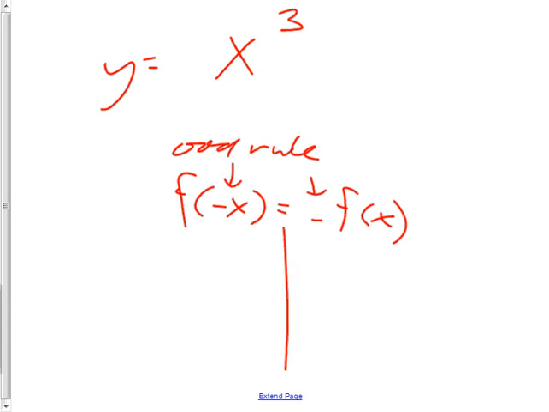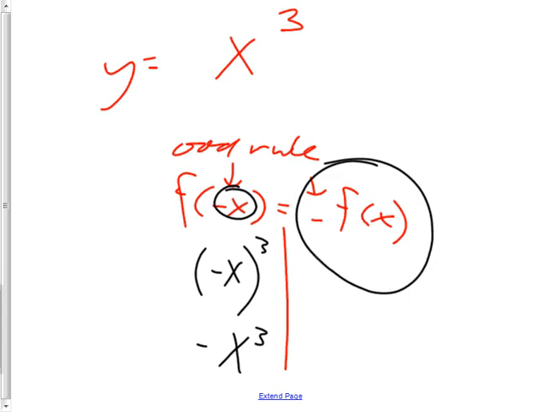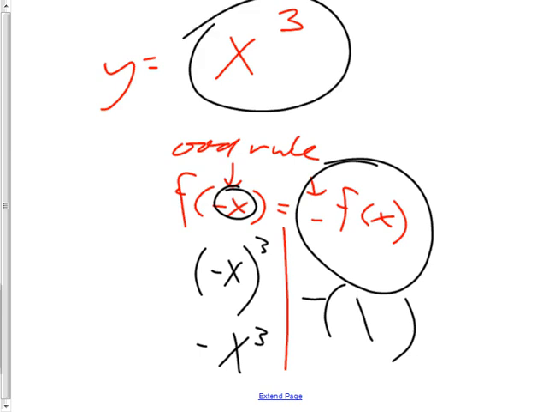So if I test one that's negative, and I stick in a negative, I go like this, x cubed, except I put in negative x. When I take negative x times negative x times negative x, it'll be negative x cubed. Do you get that? And now the other side is just the opposite of f of x. I got to put a negative, and then I put a parenthesis and drop in f of x. It's right here. So I go like this. And I just ask myself, does that come out the same? And it does.